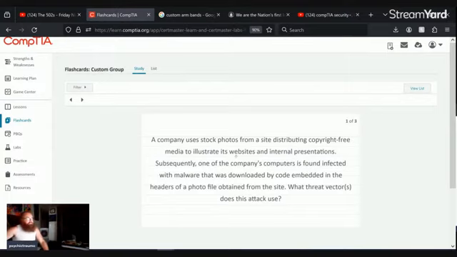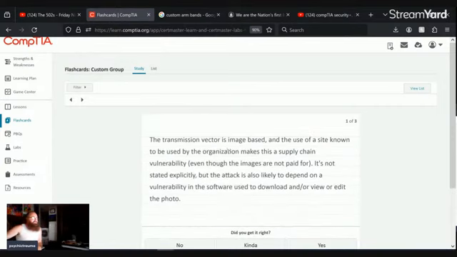I can't remember the name of it. Almost social engineering. Transmission vector is image based. The use of a site known to be used by the organization makes this a supply chain vulnerability, even though the images are not paid for. It's not stated explicitly, but the attack is also likely to depend on a vulnerability in the software used to download and/or view or edit the photo.